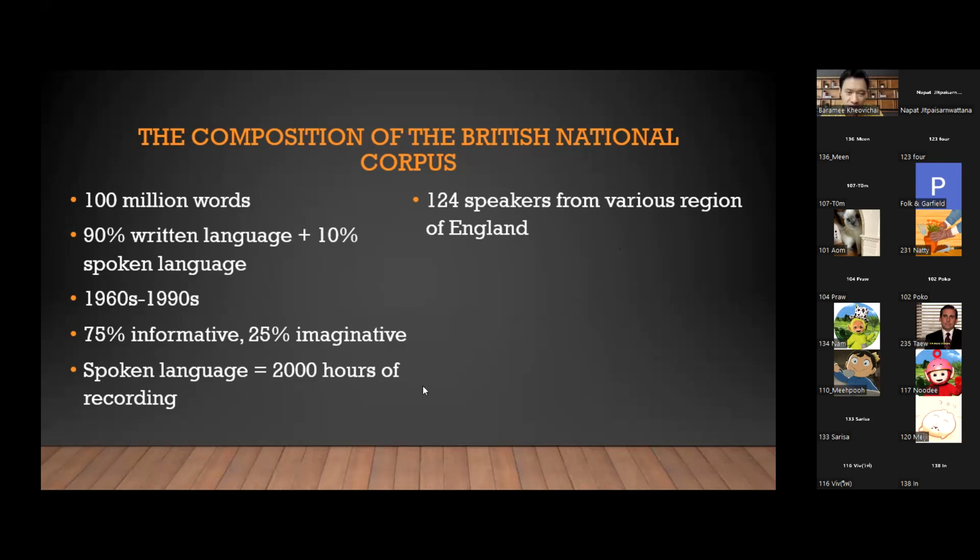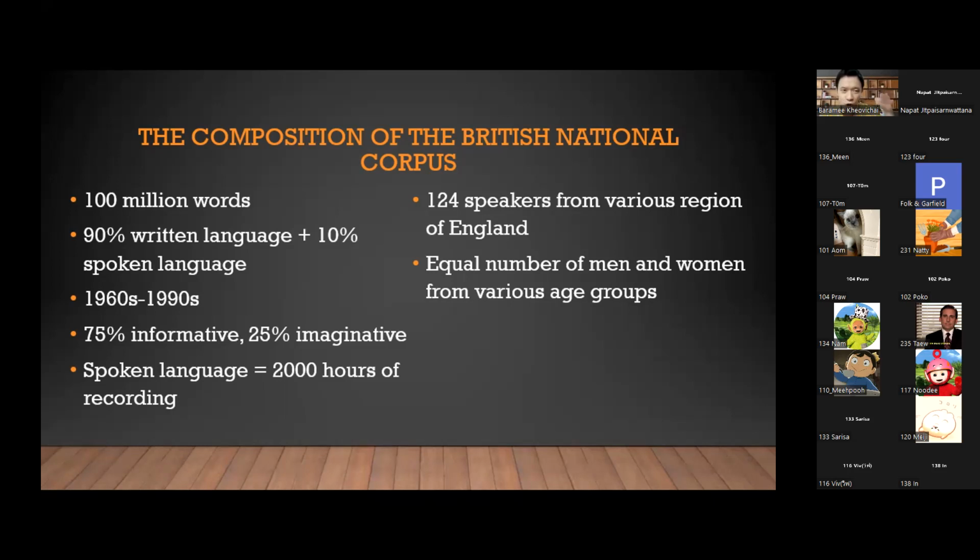In this 2,000 hours of recording, there were 124 speakers from various regions of England, because they wanted to make sure it represents English from various regions. If you study sociolinguistics, you would have learned that different parts of England have their own dialects, with different words and different pronunciation. So it's a good idea to have people from different regions, and also an equal number of men and women, and people from different age groups.